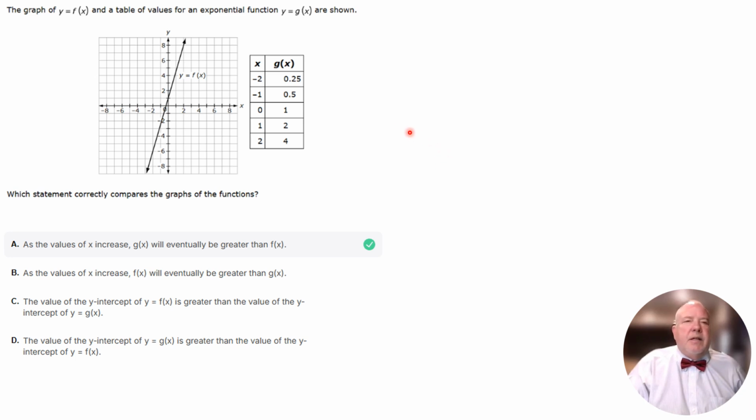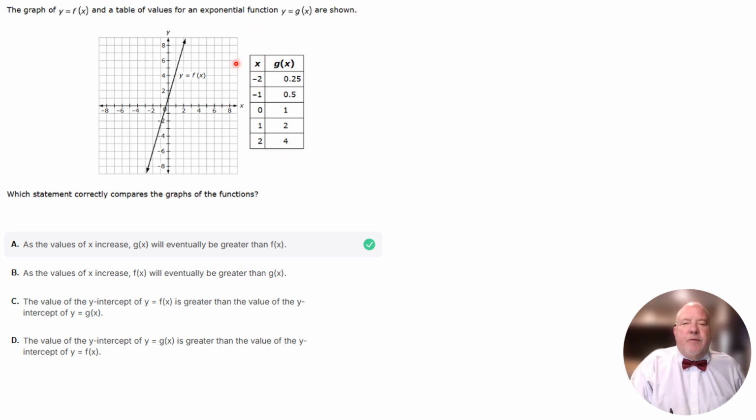So this question gives us two functions. They give us the graph of y equals f of x, and we can see this is a linear function. So it's a straight line, it's increasing. And the other one is the table of values for an exponential function, y equals g of x. So here's the data from an exponential function.